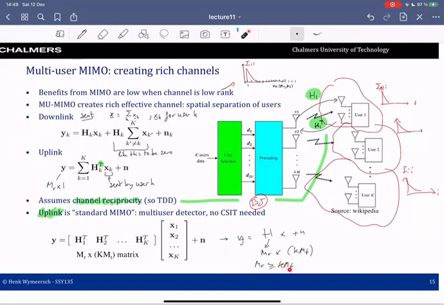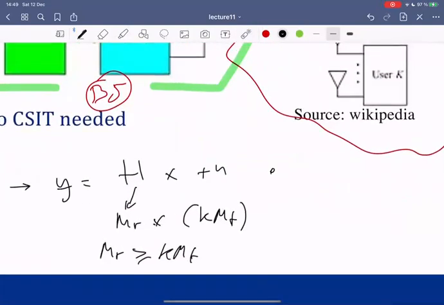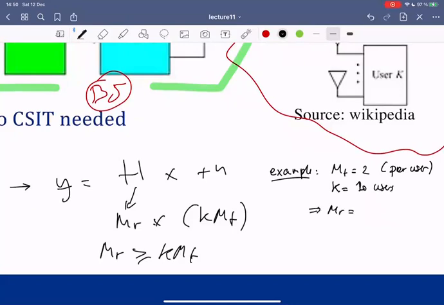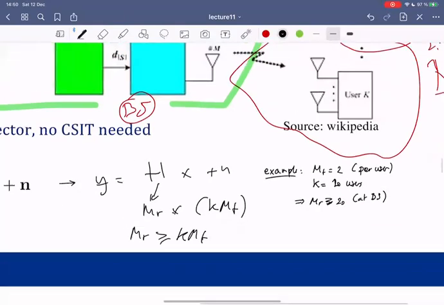So if each user has 2 antennas and there are 10 users, I would like 20 antennas at my base station. So let me write this down. MT is equal to 2 per user. K is equal to 10 users. This would imply that MR is greater or equal to 20 at the base station. Because that is needed, for instance, to do zero forcing detection.